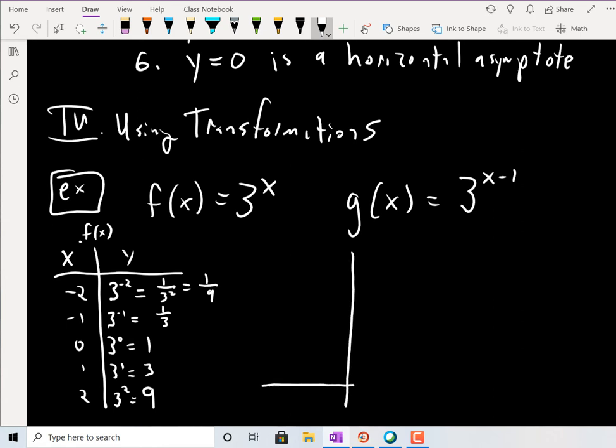I'll put him in white. Okay. So I have -2, whoops. Let's erase that. Where am I? -2, 1/9 is down here, -1, 1/3 a little bit higher, and then 0, 1 of course, and then 1, 3, and 2, 9. So it's an exponential growth curve.